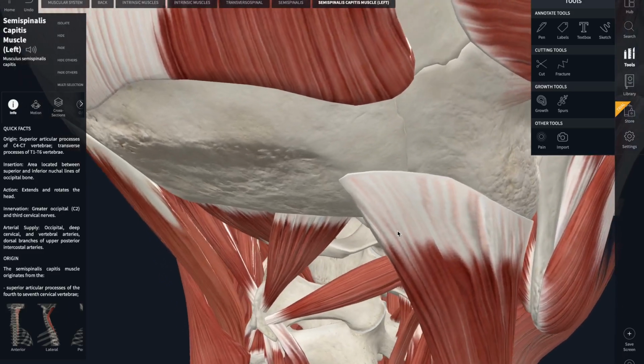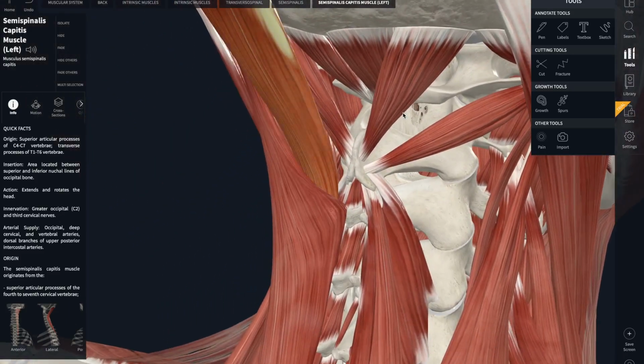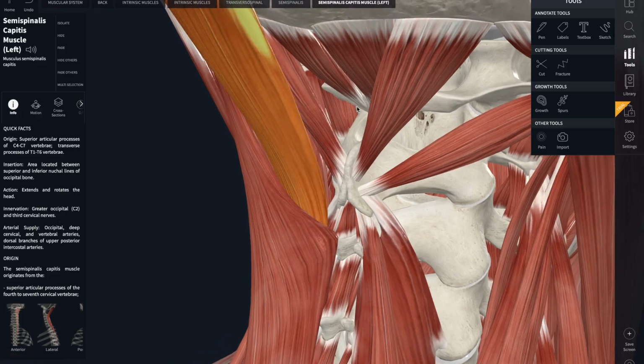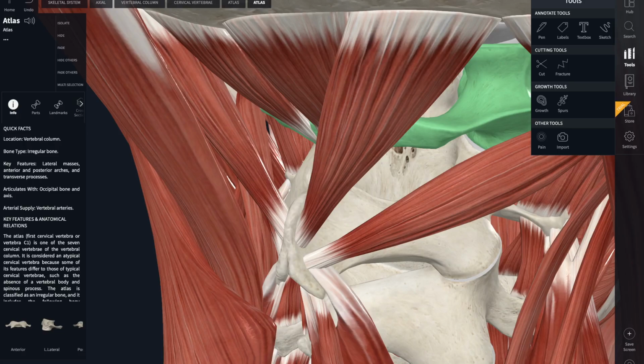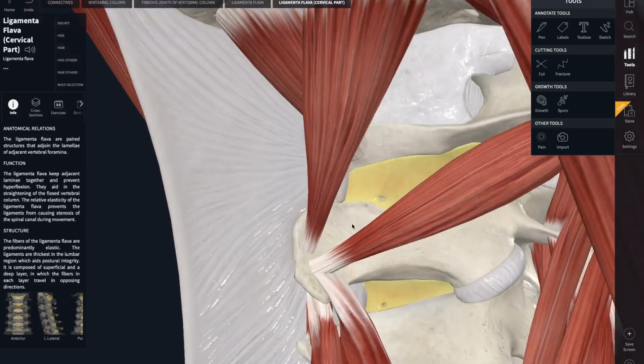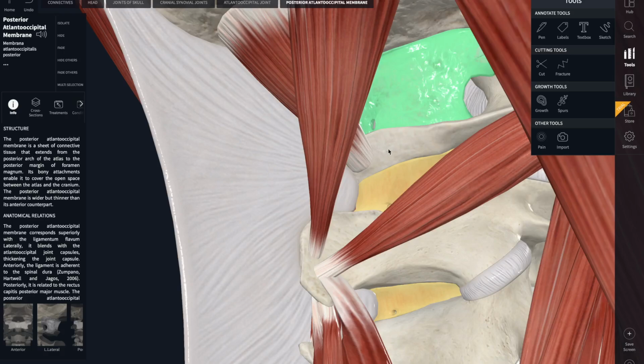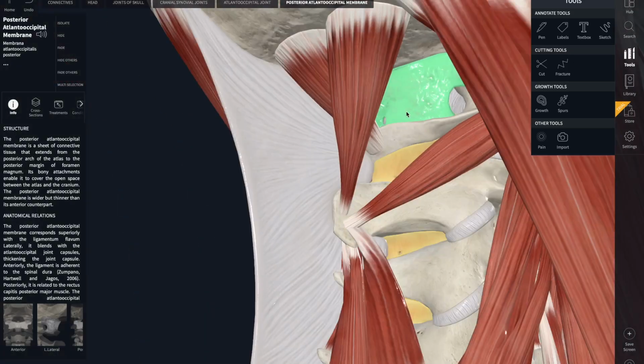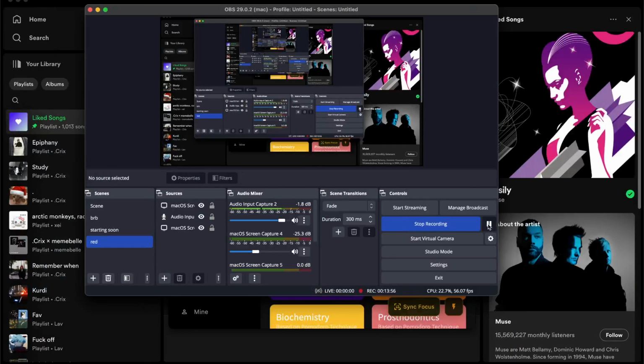And the floor is made up of the posterior arch of the atlas and the posterior atlanto-occipital membrane. So here we have the atlas and the atlanto-occipital membrane. If I turn on the connective tissues, this is the ligamenta flava, and we have the posterior atlanto-occipital membrane. These form the floor. Now we have talked about the suboccipital triangle, and we will move on to the next topic in a second.